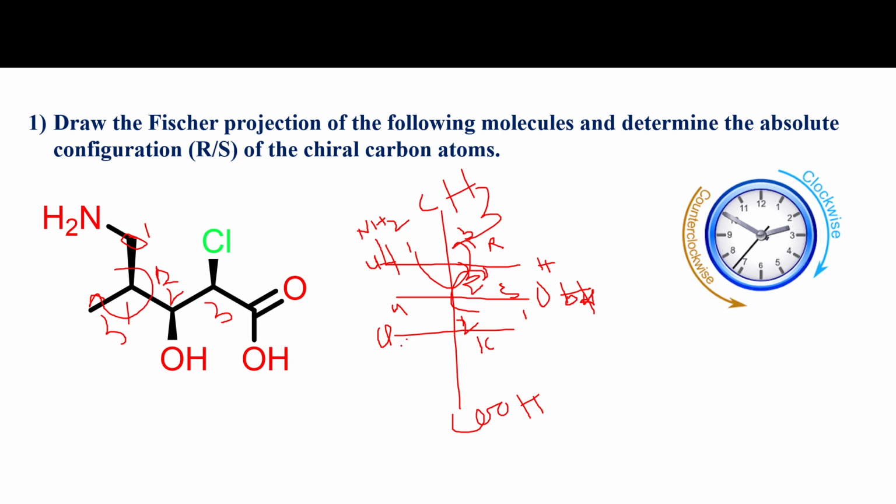Now the next one. This will be first, this will be the second highest priority, this will be the third highest priority. First, second, third, it will rotate anticlockwise, so this will be R configuration.